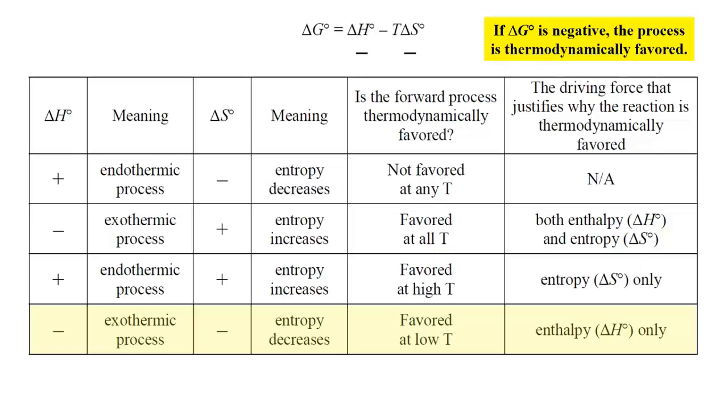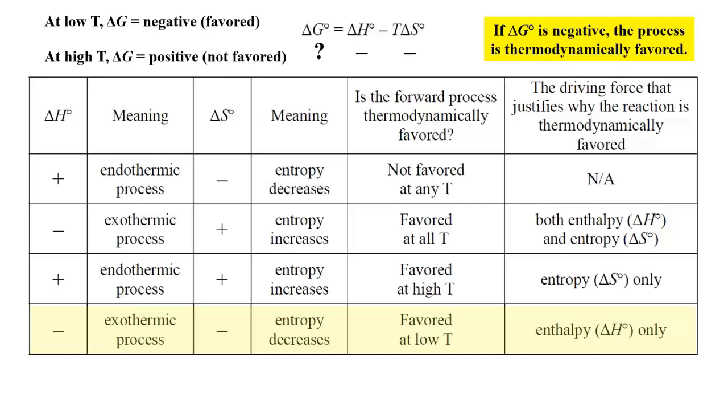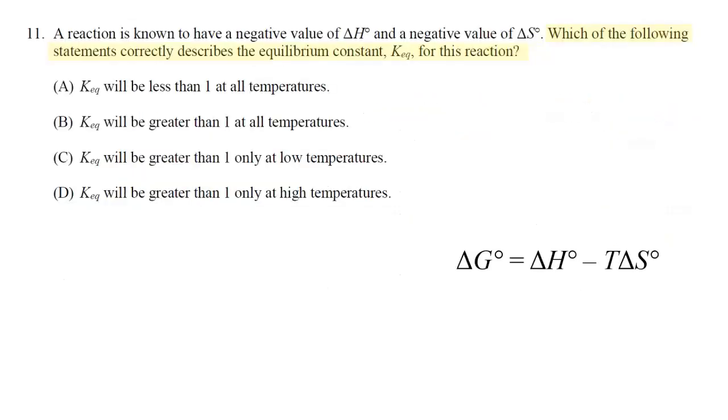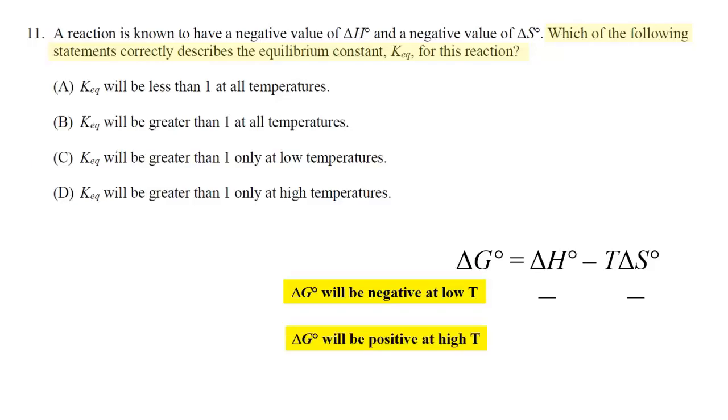Well, with a negative delta H and a negative delta S, the sign of delta G will only be negative, and therefore favored, at low temperatures. But at high temperatures, the sign of delta G becomes positive and it's not favored. So it's favored at low temperatures. And if it's favored at low temperatures, delta G will be negative at low temperatures. Otherwise, delta G will be positive at high temperatures.